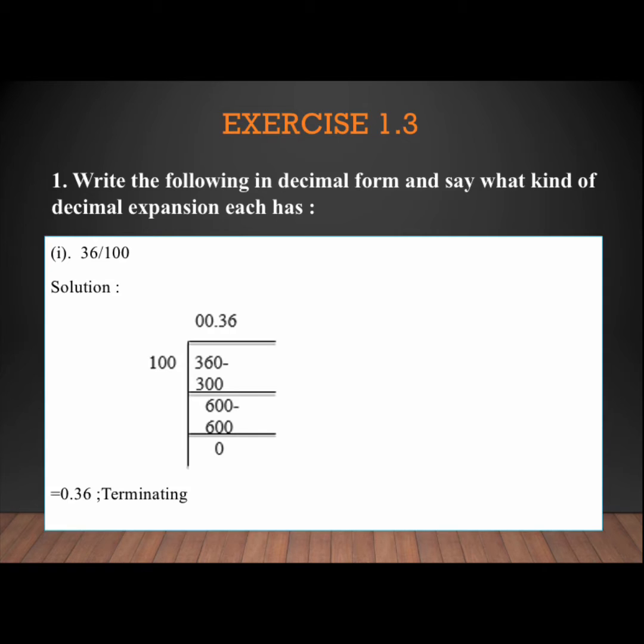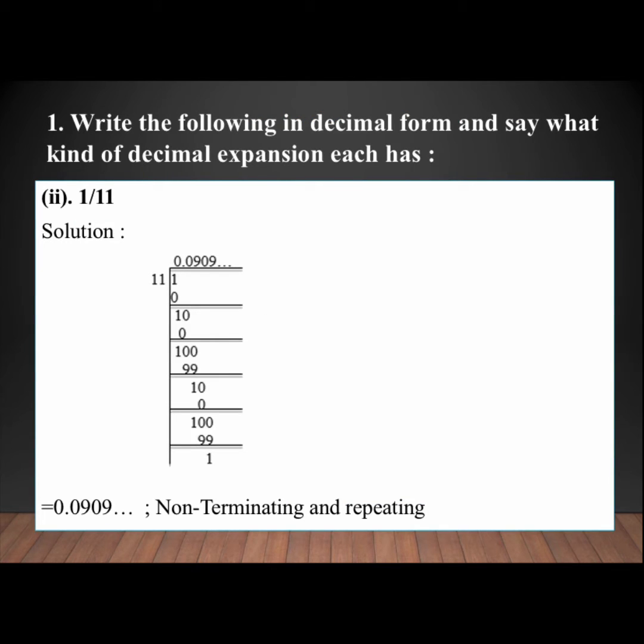Our first question is, write the following in decimal form and say what kind of decimal expansion each has. First one is 36 by 100. Now we divide 36 by 100 and it terminates after some steps. The decimal expansion comes out to be 0.36, which is a terminating number. Now the second one is 1 by 11. By dividing 1 by 11, it comes out to be 0.0909 and continues like that. It never stops, so it is a non-terminating and repeating number.